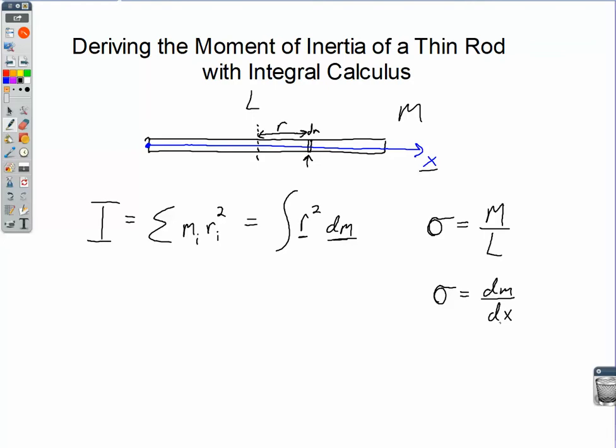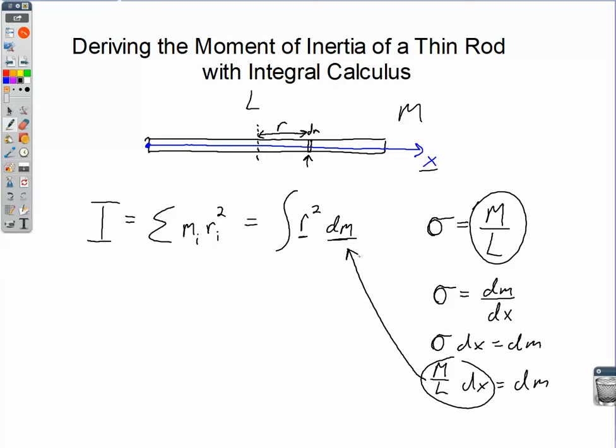You can see then this is our key to changing dm into something with dx, because solving for dm, we get sigma dx equals dm. But what's sigma in terms of the rod? It's just the mass divided by the length. So then we have m over L dx, and that's equal to our little friend dm. That's what's going to go into our integral here.